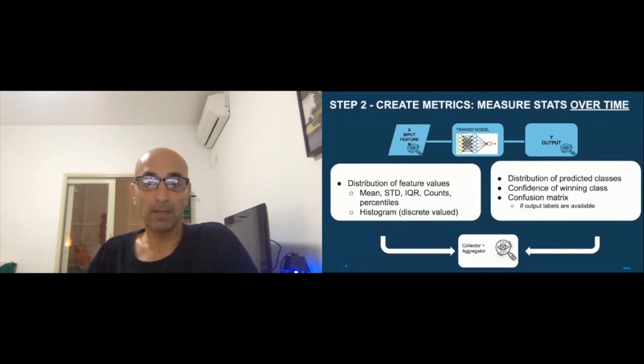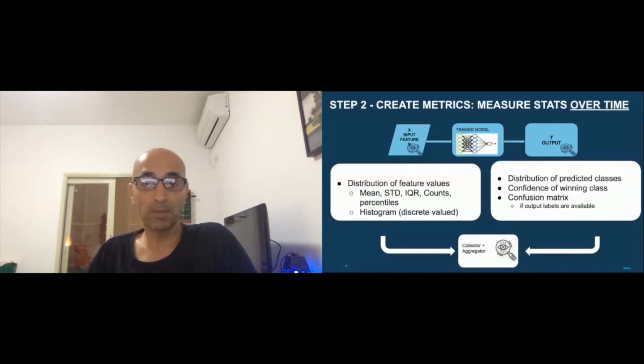What we found is also very useful is looking at the confidence, the probability of the winning class. So how confident the classifier was at the winning class. Because what we found is usually that should be steady for each class. And then if you have output labels available, and in some cases you might be able to obtain the true label after a while, you want to also collect the confusion metrics, because that will tell you whether your classifier is really degrading or not.